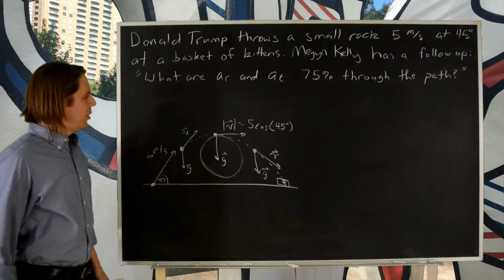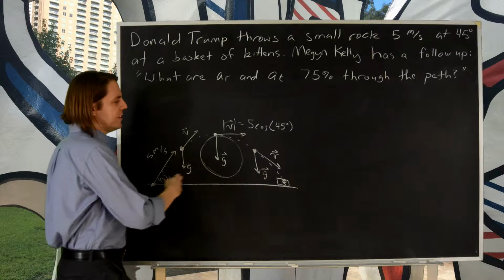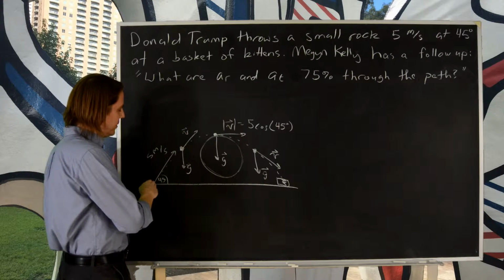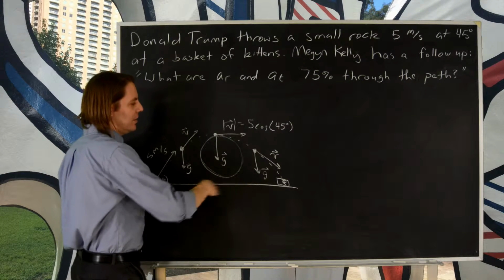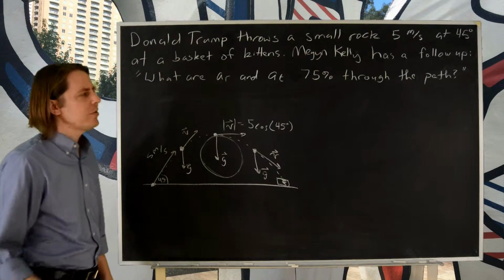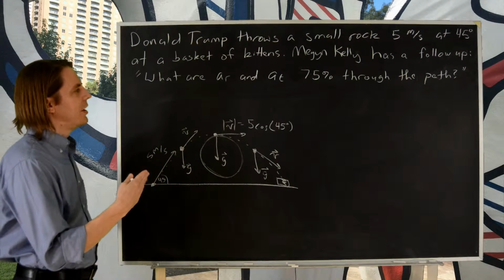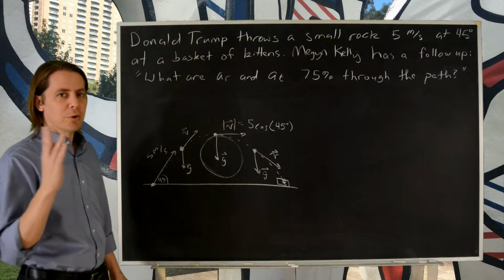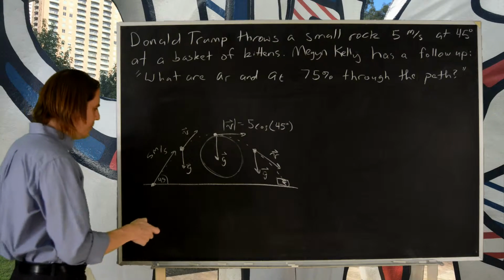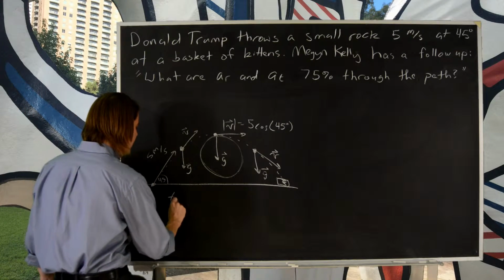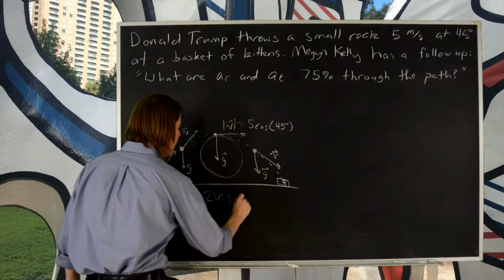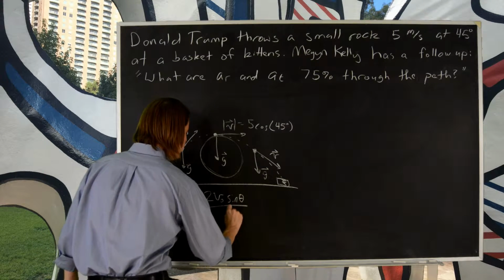All right, well, first of all, 3/4 through the path, that could mean space or time. It actually doesn't matter which one you think about, because the velocity is constant in the x, you could solve it either way. But let's solve it for time. 75% through the path would be 75% of what we called before the hang time. Right, so you may remember that the hang time was 2 times v naught sine theta over g.